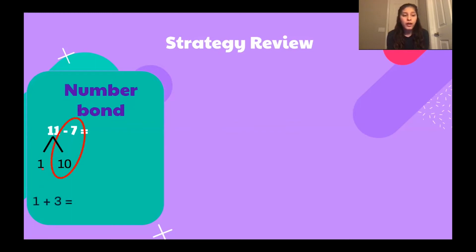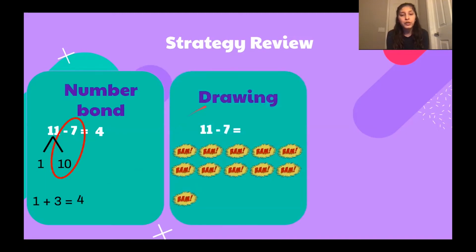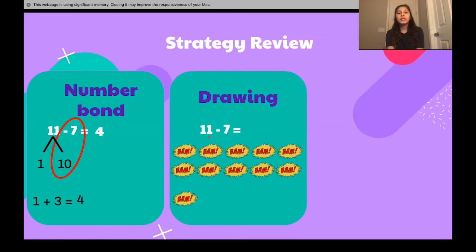So 1 plus 3, because the 3 is what's left from the 10 minus 7, and then we have the 1 here. So 1 plus 3 equals 4. So then I know 11 minus 7 equals 4. So this is how you do number bonds. So you can use number bond, or you can do a drawing. So here is 11 minus 7 equals blank. We know that 11 minus 7 is 4 because we just solved it, but here I have the drawing version.